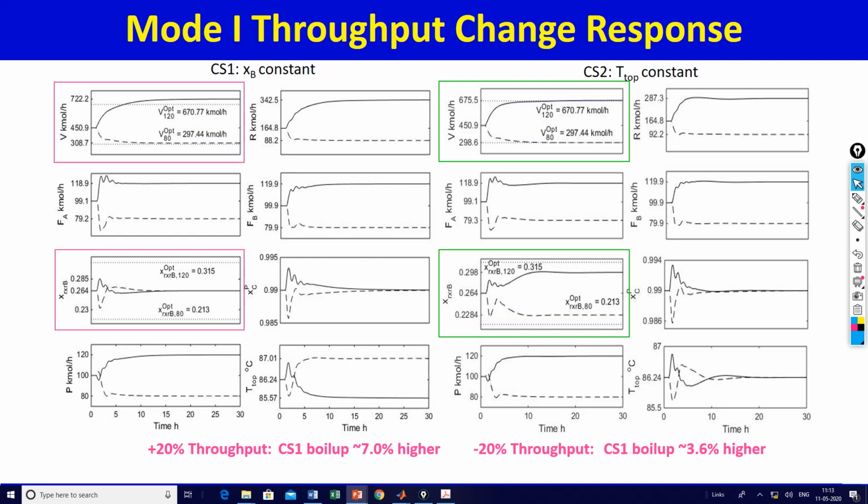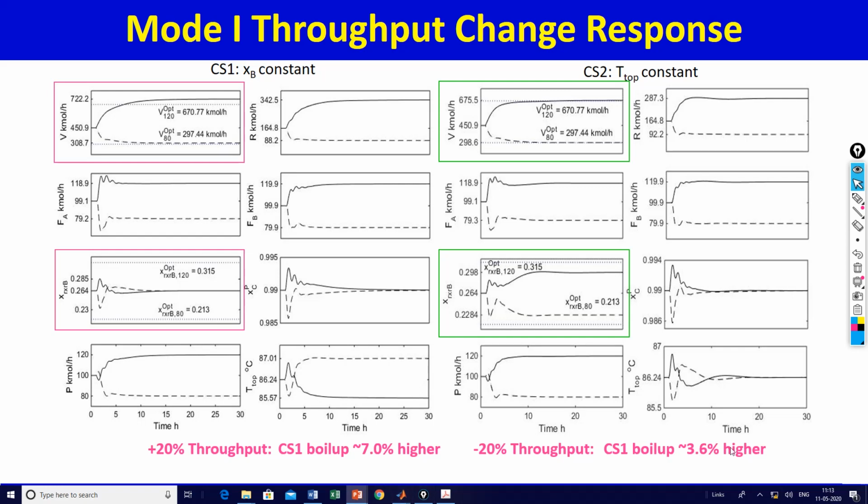So that's that. For plus 20% throughput, the CS1 boil up is about 7% higher than the CS2 boil up. For minus 20% throughput, the CS1 boil up is about 3.6% higher than the CS2 boil up. So you can see that both for production increase and decrease, CS1 is consuming more steam in the reboiler.